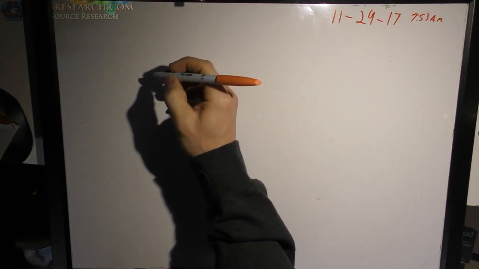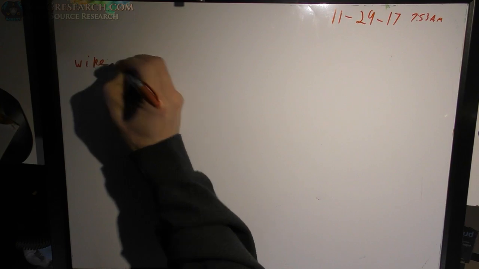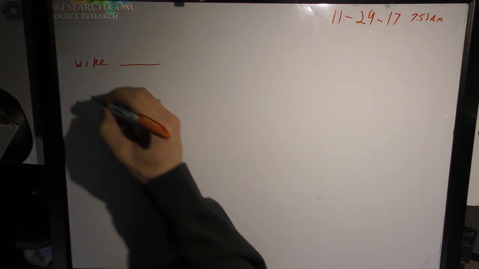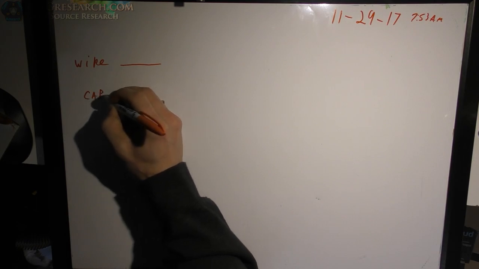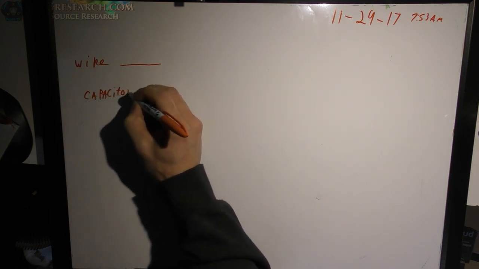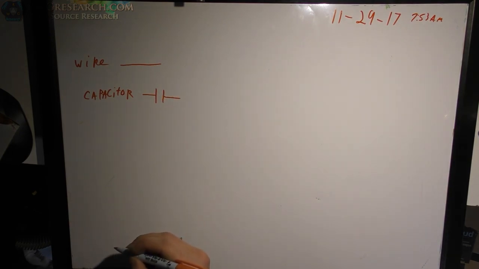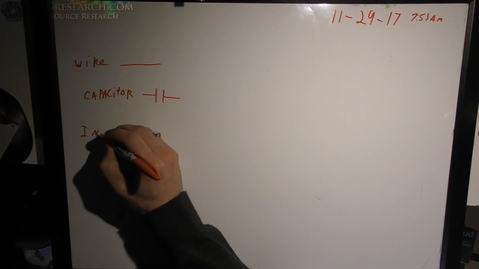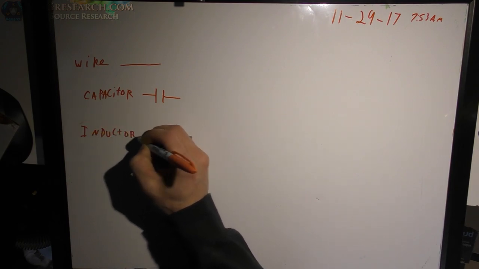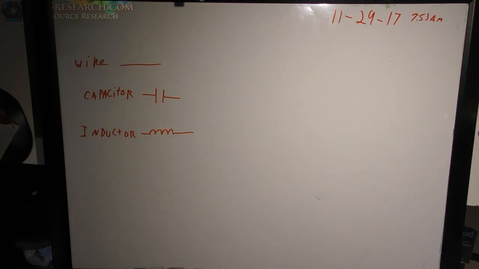A lot of people keep forgetting, and/or are not aware of the fact, that electrical components aren't really as they seem. So, a wire that looks like this, a capacitor, an inductor, and a resistor.